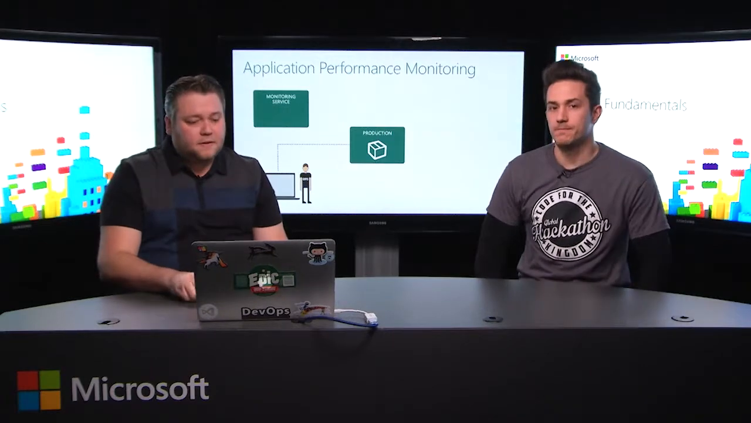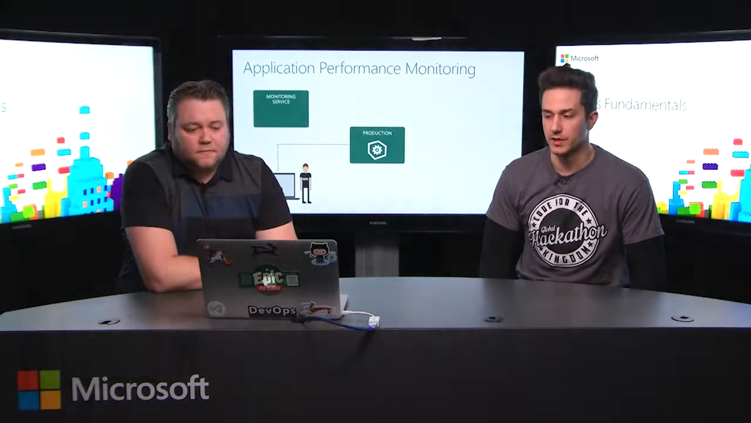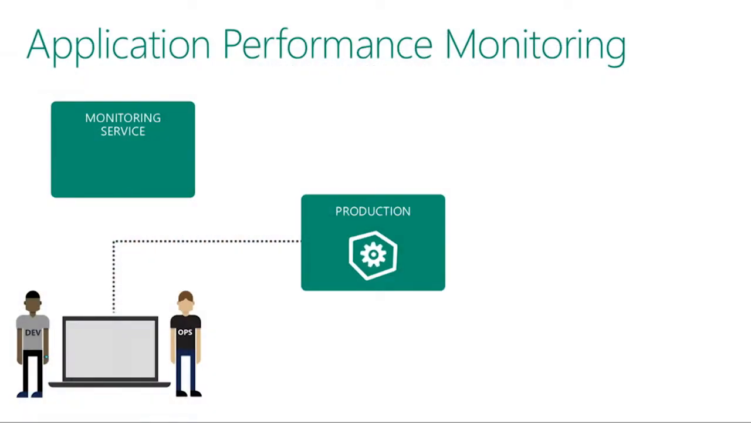Okay, so what is application performance monitoring? Well, at a high level, application performance monitoring typically is going to involve some form of agent running on your application in production, which is what you saw, the little cog there running. That is then going to in turn submit information up to some form of monitoring service.